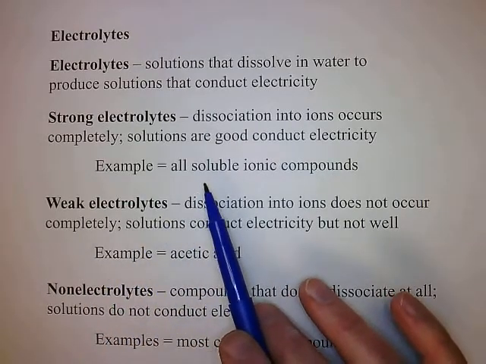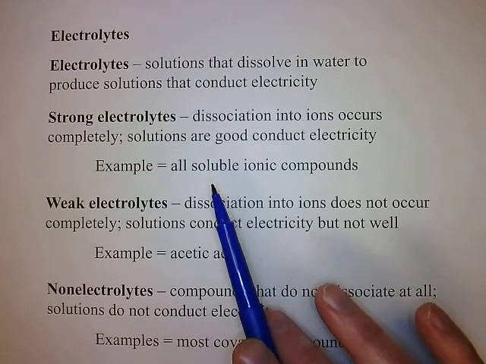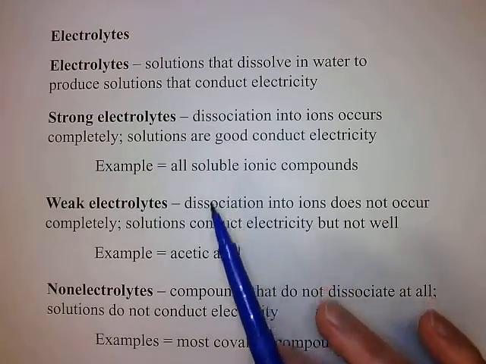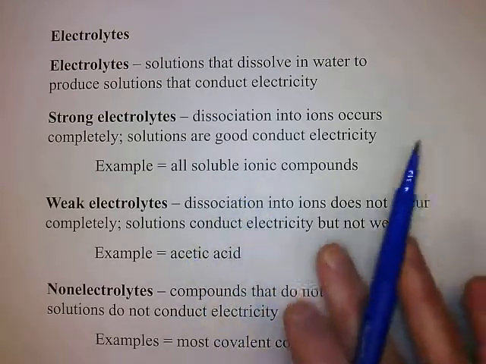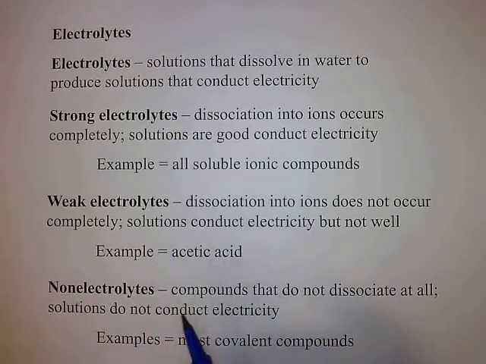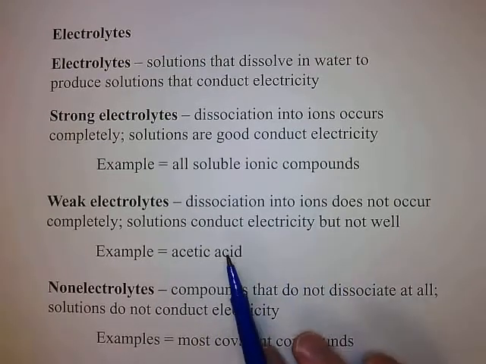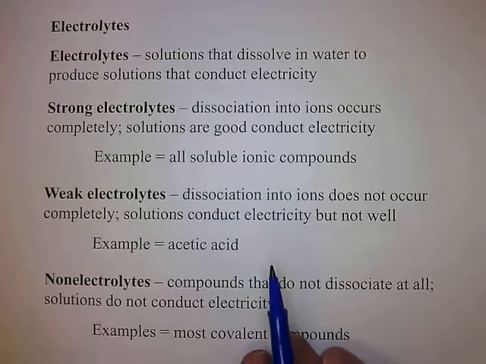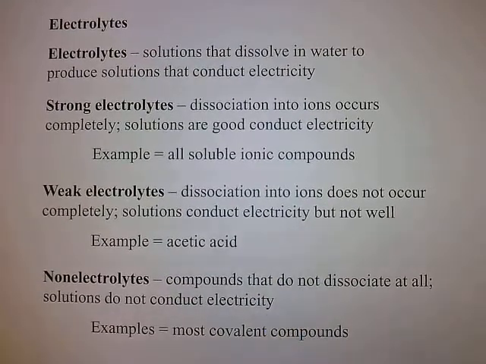But pretty much any soluble ionic compound, because that ionic compound is going to fall apart into its ions. The weak electrolytes are where the dissociation occurs only to a small extent, like the acetic acid. And then non-electrolytes are compounds that do not dissociate at all. Basically, most covalent compounds.